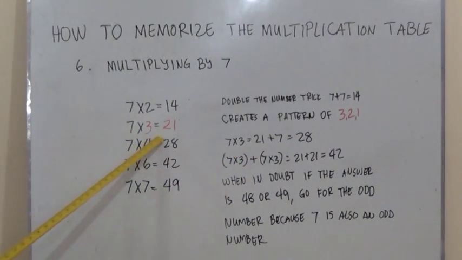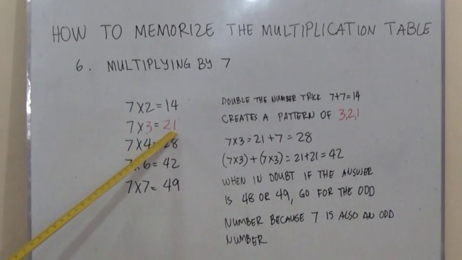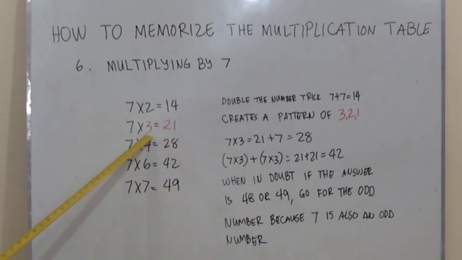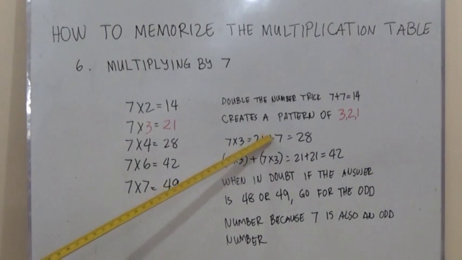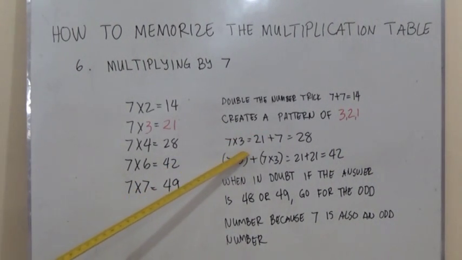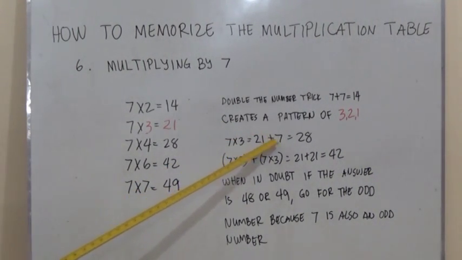7 times 3 equals 21. There is a clear pattern created here which is 3, 2, 1. So that will make us remember 7 times 3 and its answer which is 21. 7 times 4 equals 28. We knew that 7 times 3 equals 21. We just add 7 to it to get 28.